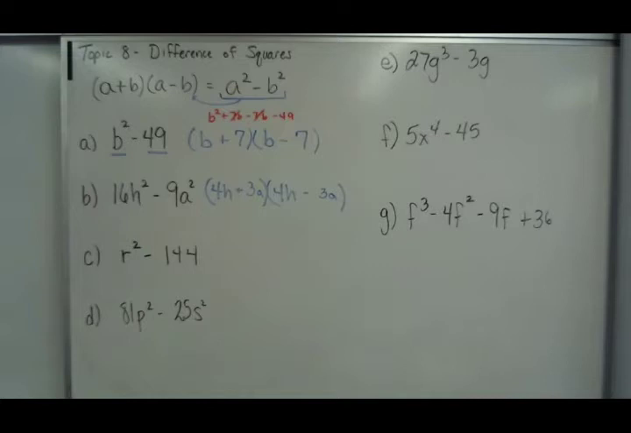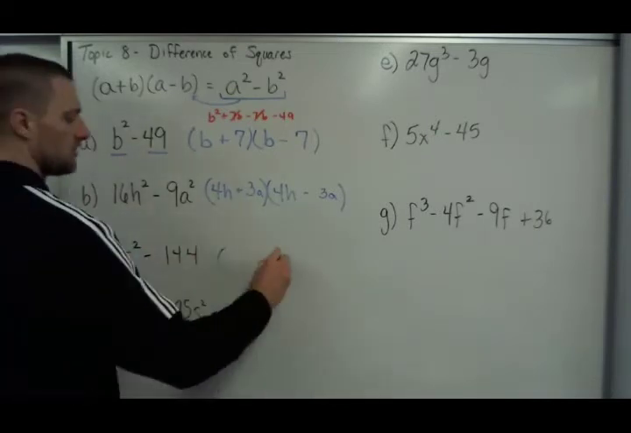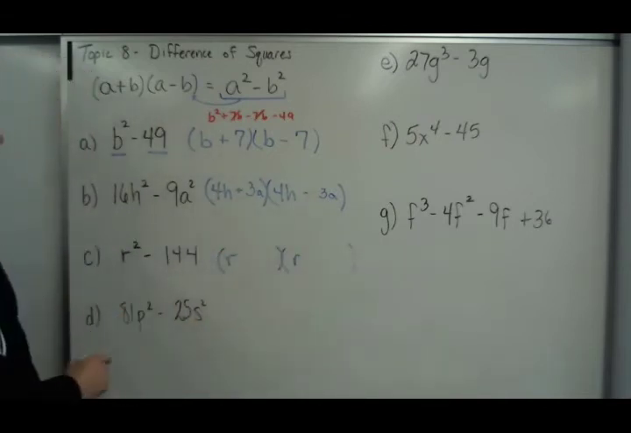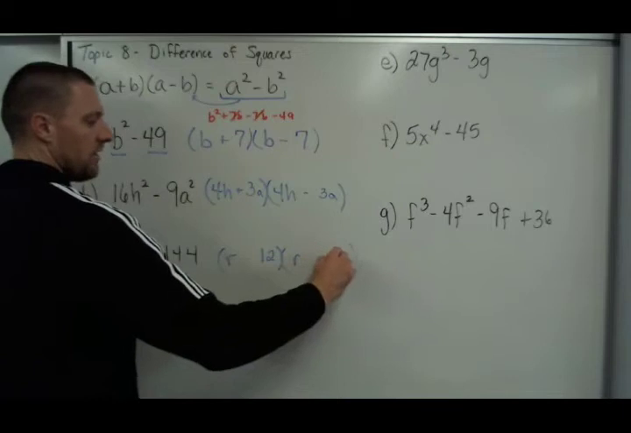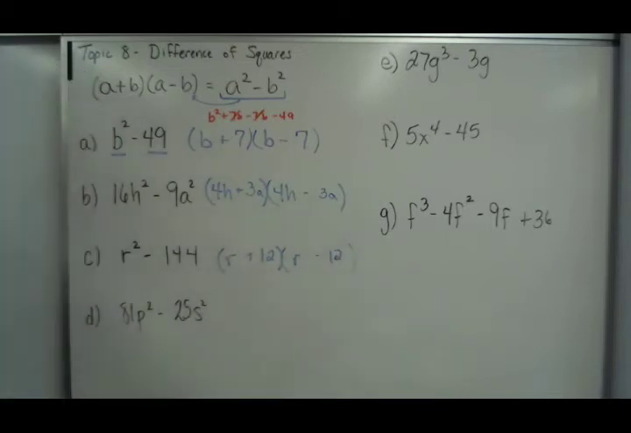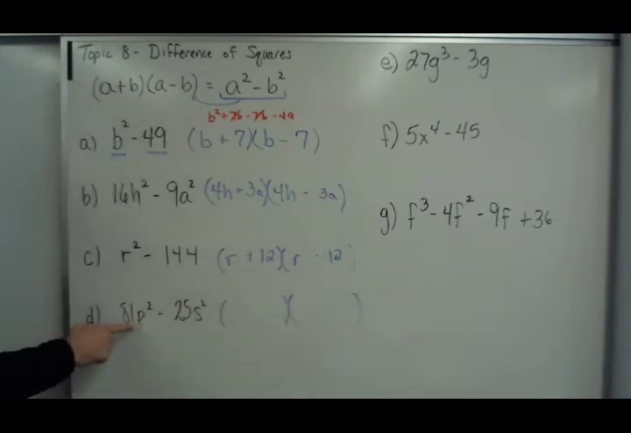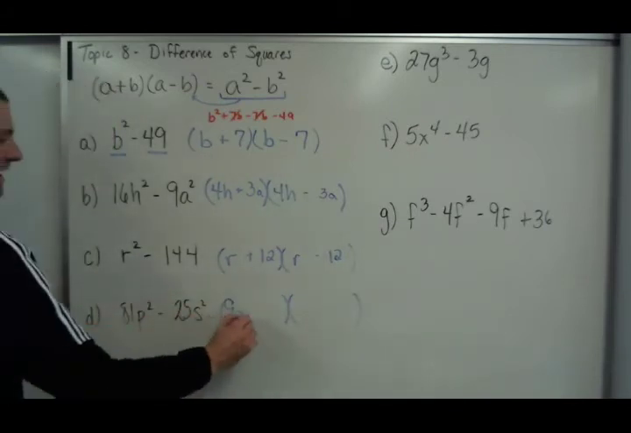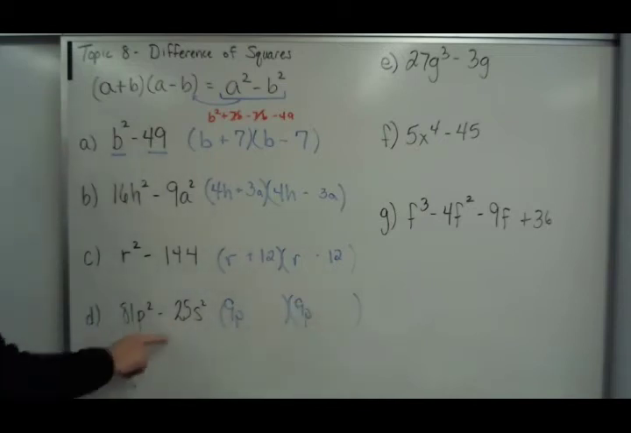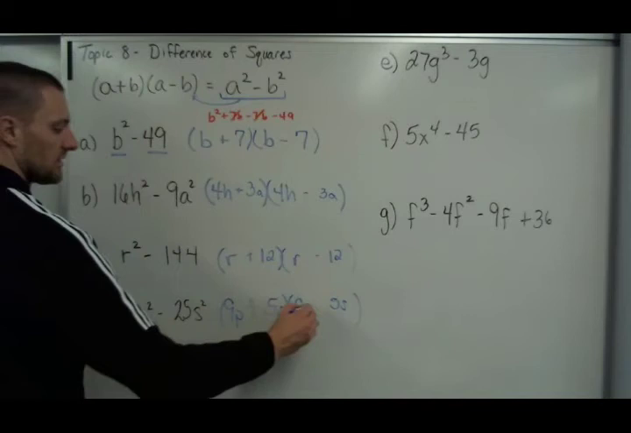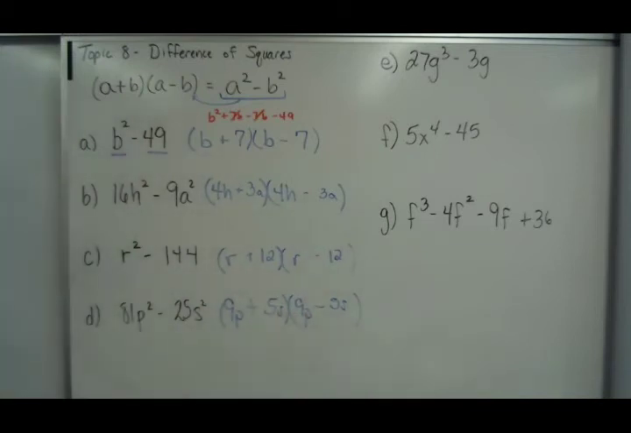Okay, hopefully you guys had time to pause the video and give that a try. On problem C, you set up your two sets of parentheses. You've got R and R. The 144 breaks down to 12 and 12. And then you have a plus and a minus. Now for D, it's the same basic idea. Got my two sets of parentheses. 81p squared turns into 9p and 9p. 25s squared is 5s and 5s. And then I've got a plus and a minus, and that is my difference of squares.